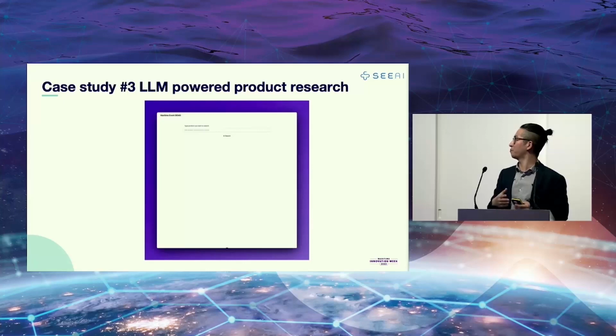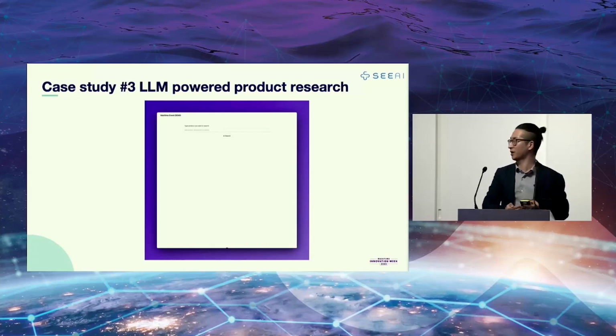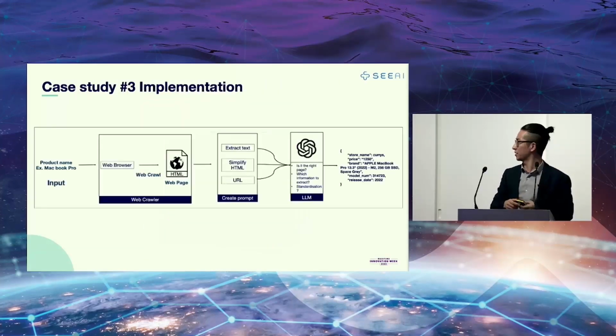So we made an LLM-powered product research tool that will go through that and do it automatically. It's better to maybe show you the implementation. We have a web crawler that crawls through the web and looks for pages that are relevant to the input. For each page, we dynamically create a prompt which asks the LLM if you're looking at the right page, if there's information that we're looking for, and if there is, to extract it in the way that we need.